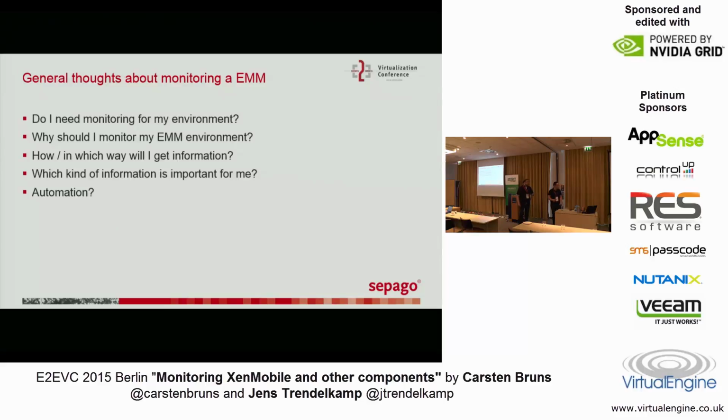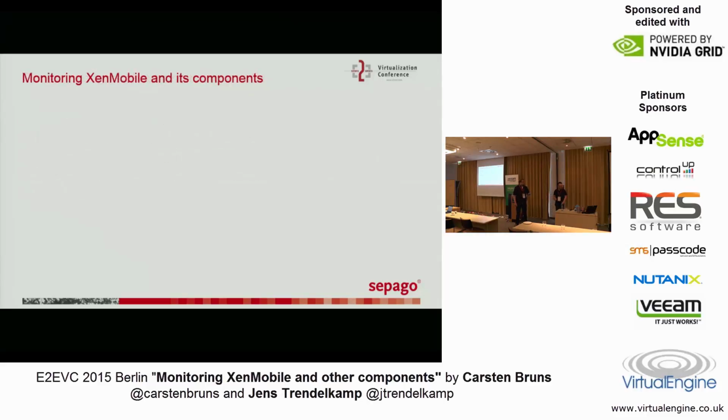And the last point: do I have some automation for this kind of information? If there's a system or service stopping, should I reboot it automatically? It depends on your environment. If you have got a big, large environment, automation will be very useful and helpful. If you've got a small environment with only one server, I don't know if you need automation in this case. Well, that's my part.